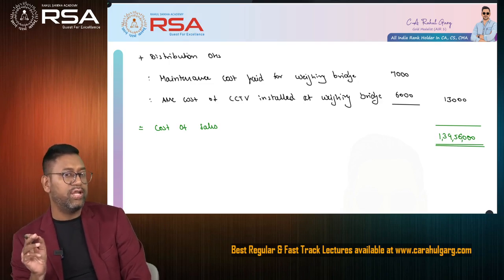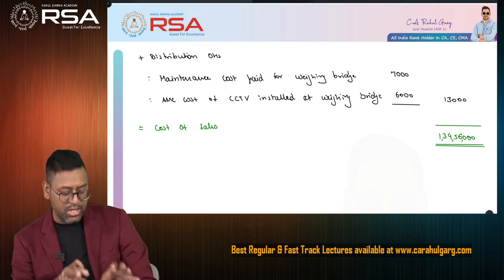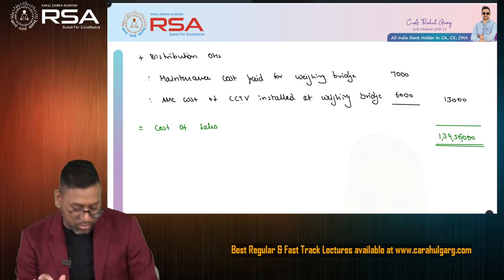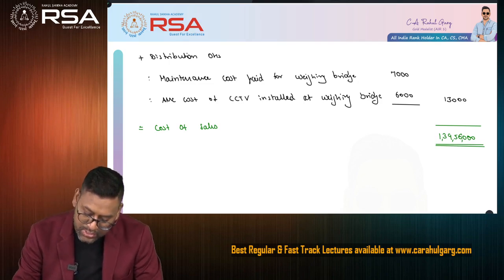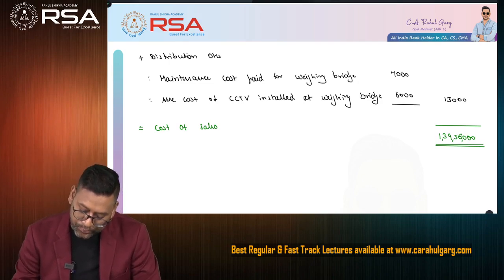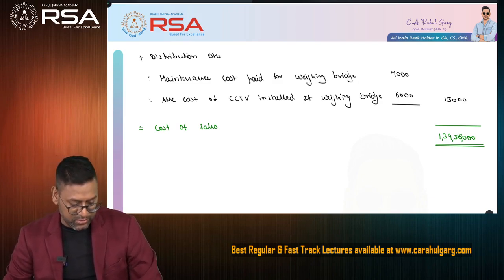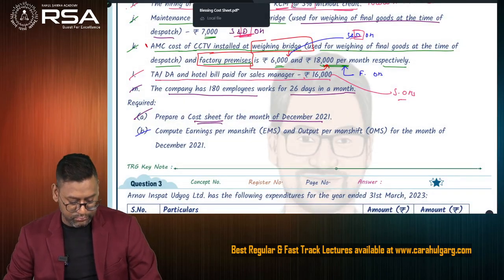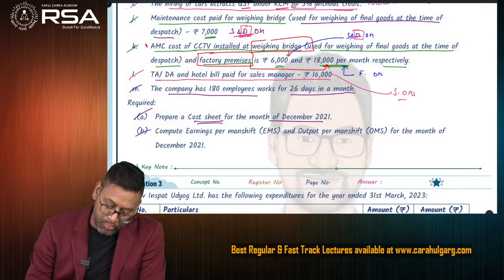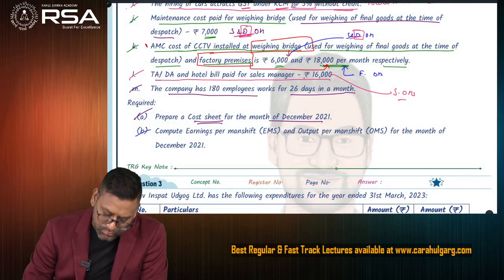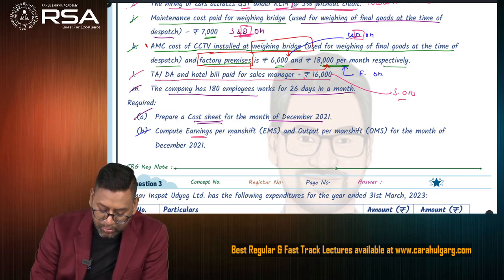The question has not given any hint regarding the profit or the sales. So we can prepare the cost sheet only up to this particular point. So that is one part of the question, and the rest we go ahead and see. It says compute earnings per man shift and output per man shift for the month of December.